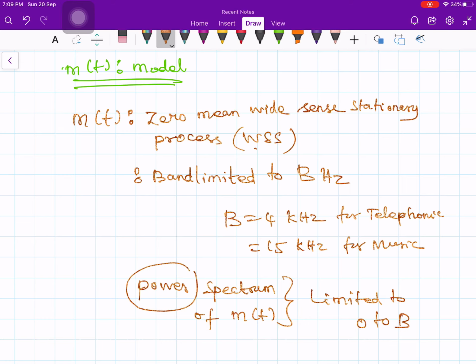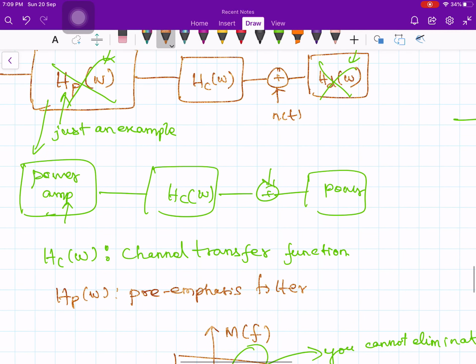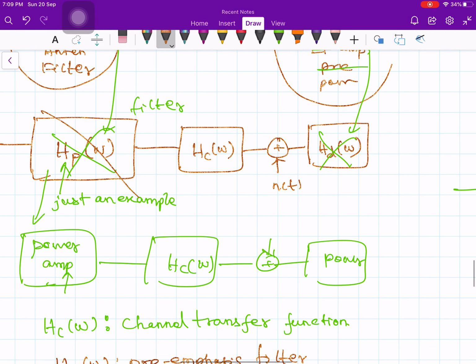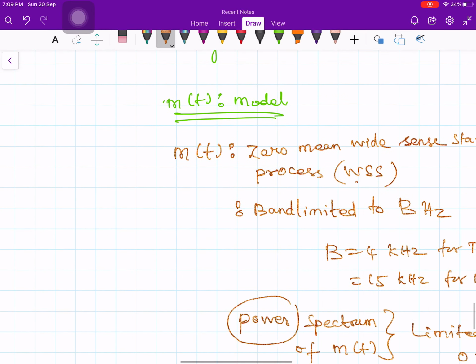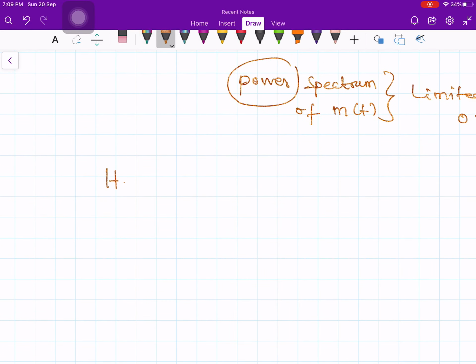So let us assume we don't have any pre-emphasis and de-emphasis filters, but these are replaced by ideal filters. So what I am saying is we don't have pre-emphasis filters and de-emphasis filters. Let us replace this pre-emphasis filter, H_P(omega), by an ideal low pass filter.